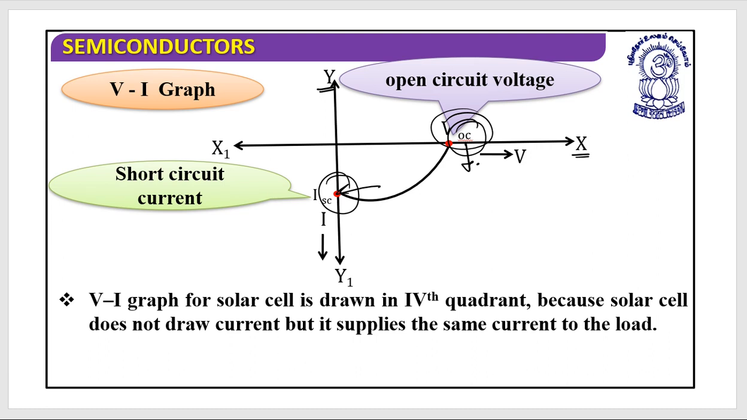One time by JEE and one time by NEET, that means AIPMT, they have asked about the characteristics of the solar cell.